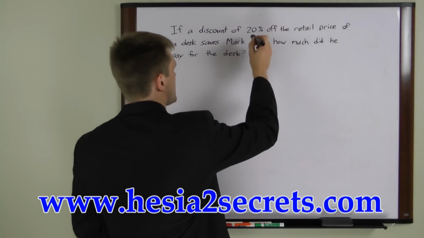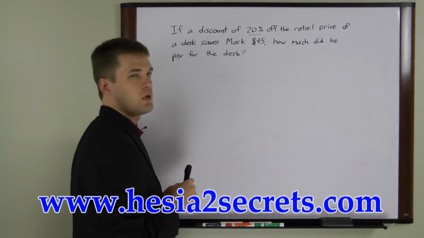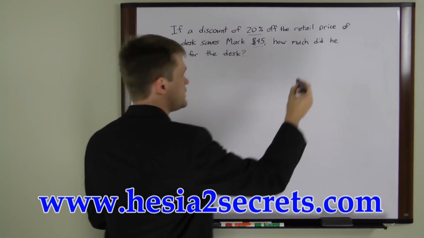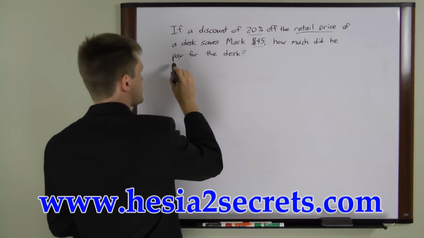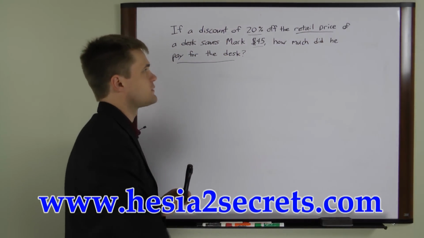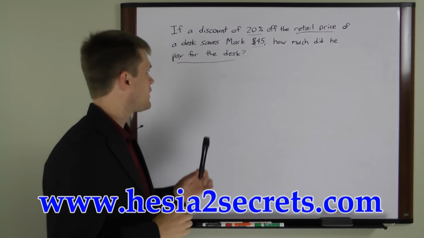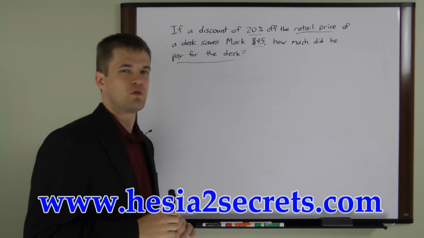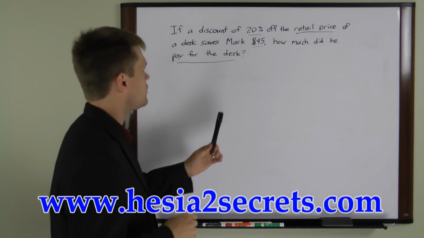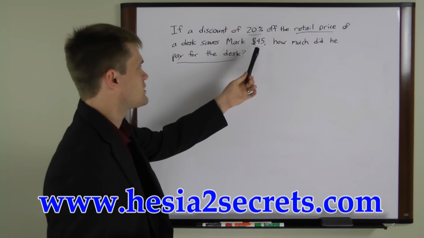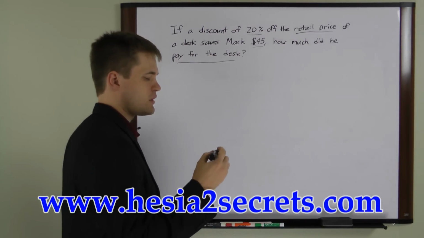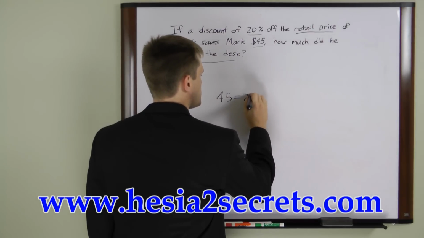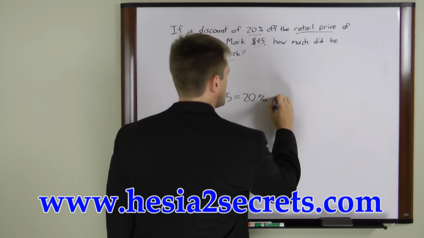It tells us that the discount percentage is 20% and the discount amount was $45. It also mentions the retail price and the sale price, or the price that was paid for the desk. Now, we can't find the sale price directly, but we can find it after finding the retail price. So let's write an equation for the retail price. We're told that 20% off the retail price is the same as $45. So let's write that as the equation. 45 equals 20% times retail price.